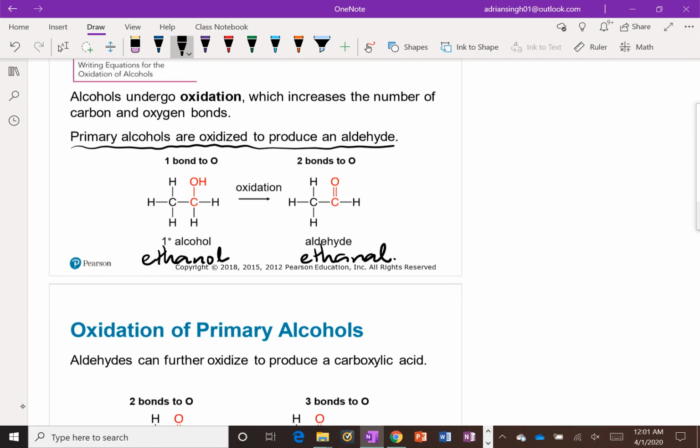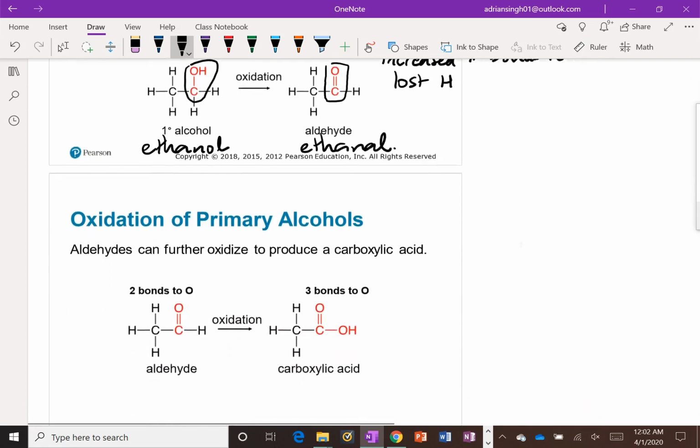What's occurring or what's happening here? Well, there are a couple of things we can look at. First of all, we go from this type of bond, a C to an OH, to a C double bond O. So we've increased the number of bonds to oxygen, but what you've also seen is we've actually lost hydrogen, right? So we've increased the number of bonds to O, and we've also lost H. Both of those would mean that the original molecule, the primary alcohol, has been oxidized.